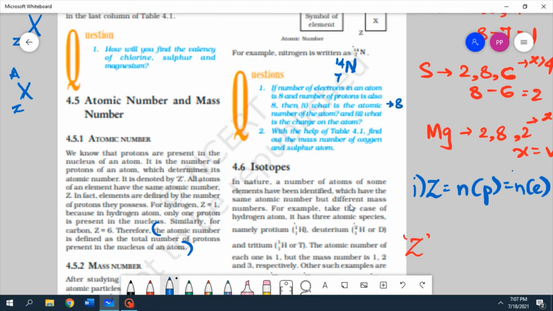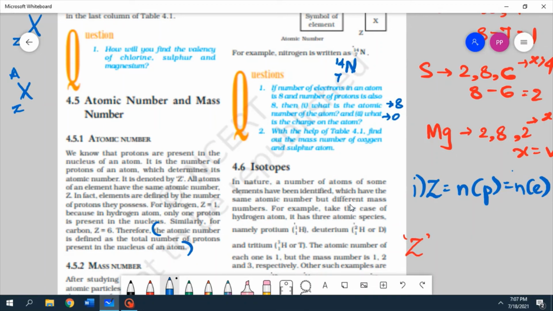And what is the charge of the atom? So it would be 0, because the charge of an atom, if it didn't react yet, is neutral, which is why the charge would be 0.